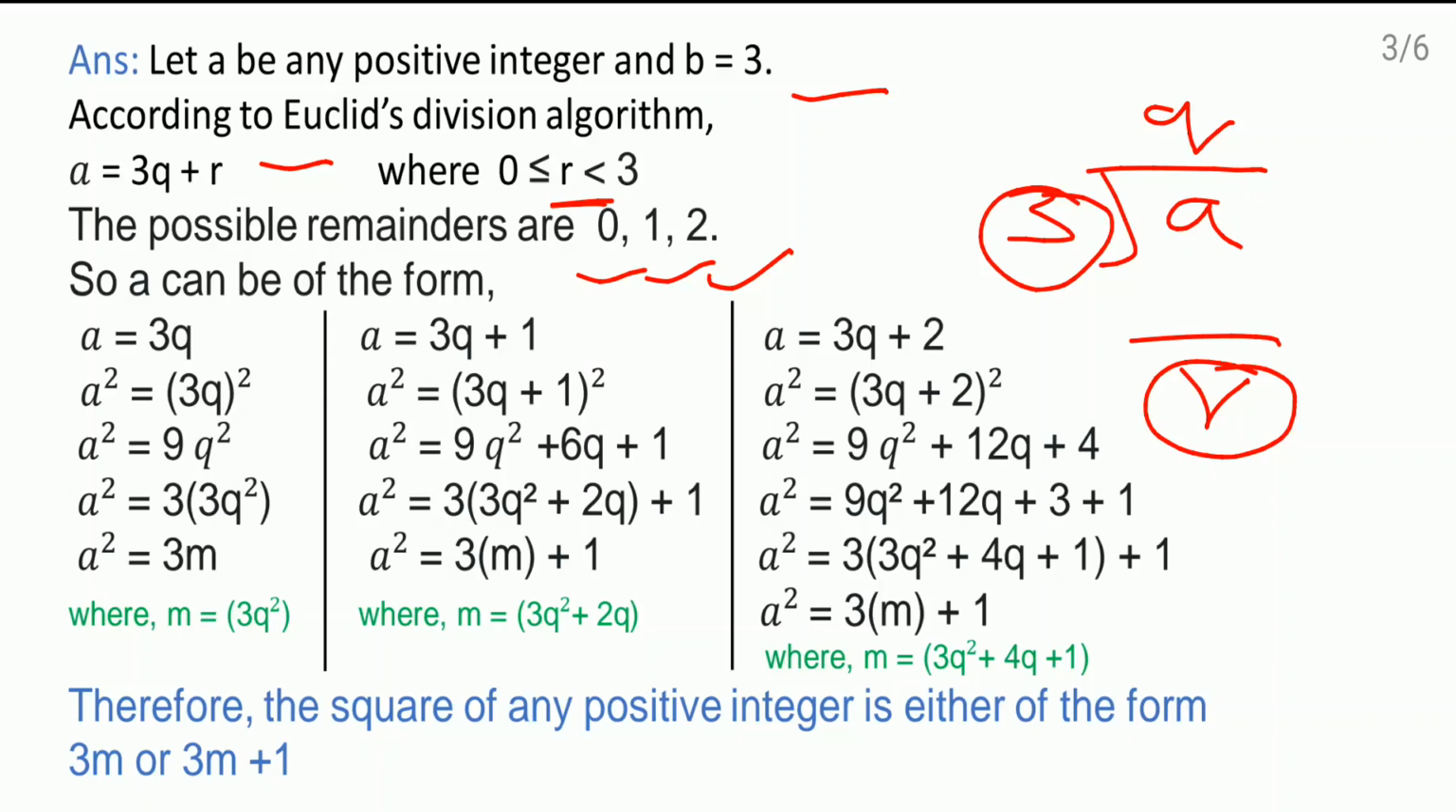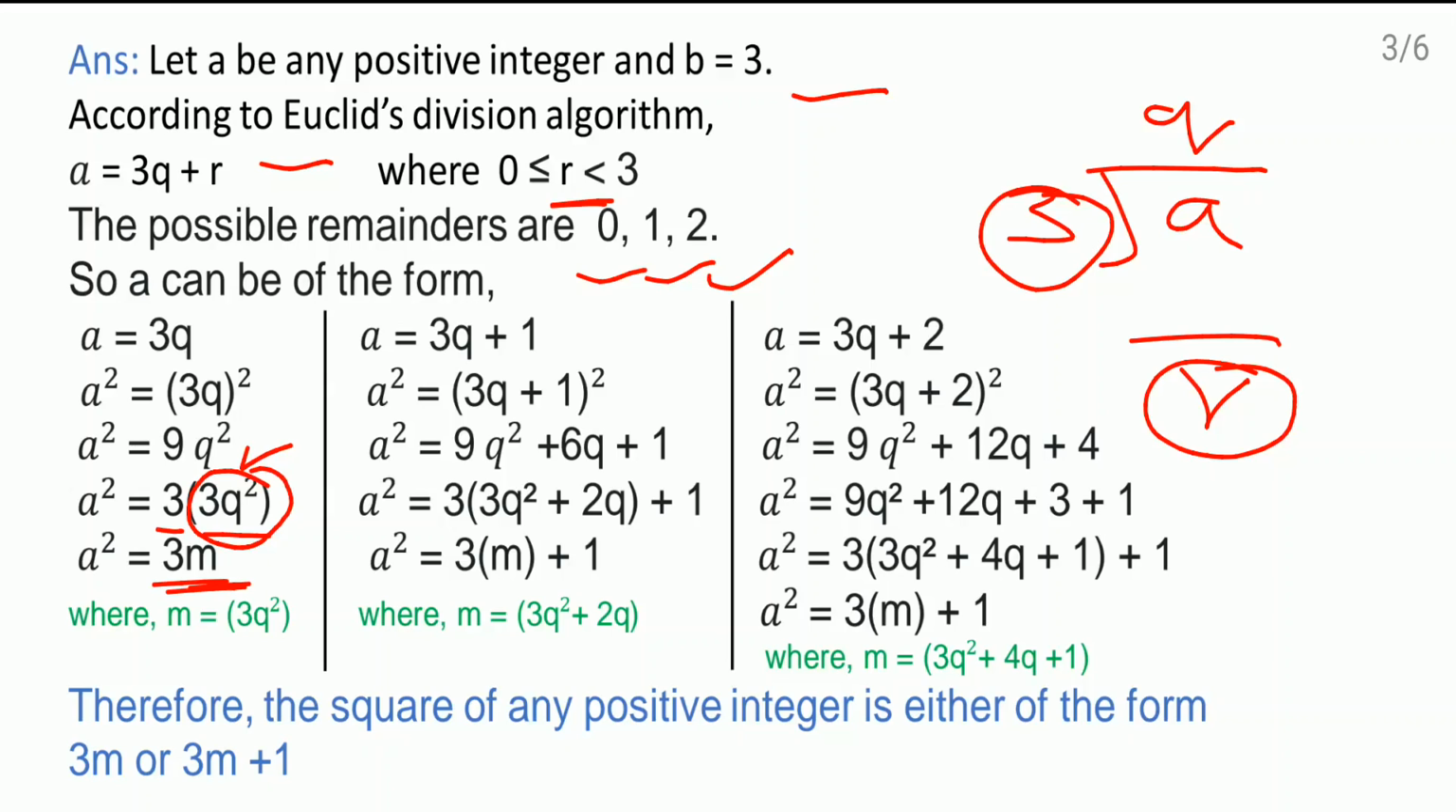So here a square which is equal to 3q square. 3q square means what? 9q square. 9 I can write down 3 in the bracket 3q square. This, the bracket thing, is some integer which we are calling it as m. Right? So m which is equal to 3q square. So a square which is equal to 3m. This format we got.